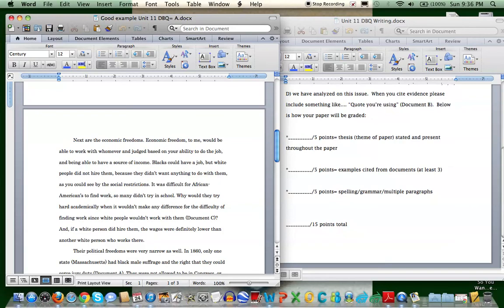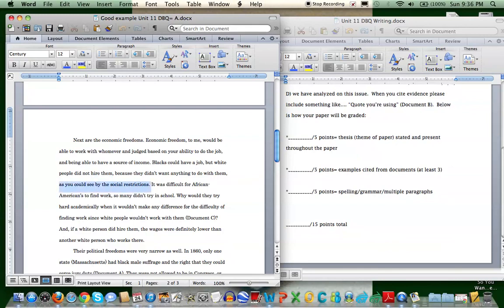Next are the economic freedoms. Economic freedom to me would be able to work with whomever and judge based on your ability to do the job and being able to have a source of income. Blacks could have a job, but white people did not hire them because they didn't want anything to do with them. Too many thems. Too many thems.